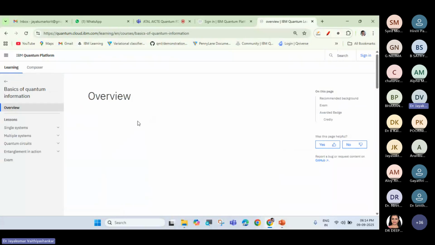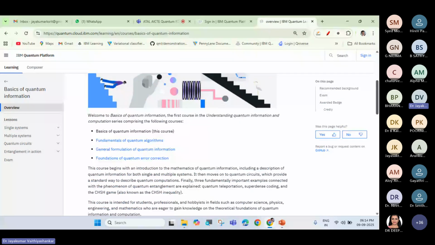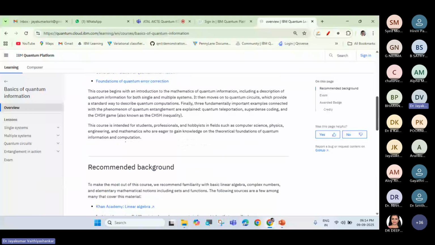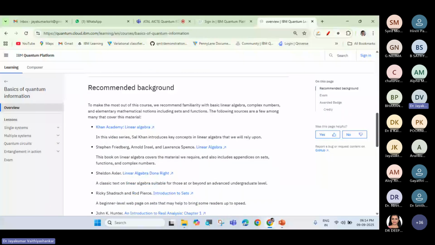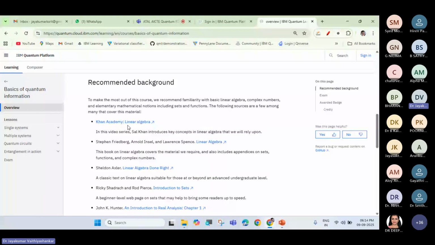so each and every course designed with multiple module. So they will give a clear instruction what to do and what are the courses you need to complete after this. What is the recommended background needed for this? Okay, linear algebra, you can get linear algebra from Khan Academy or some books. Okay, they give each and everything.